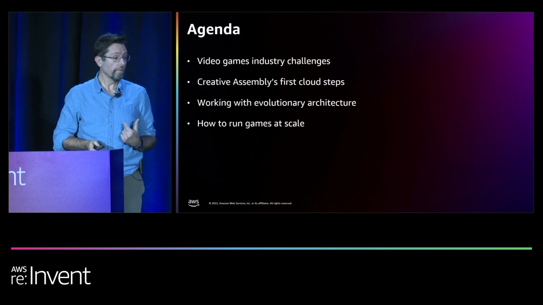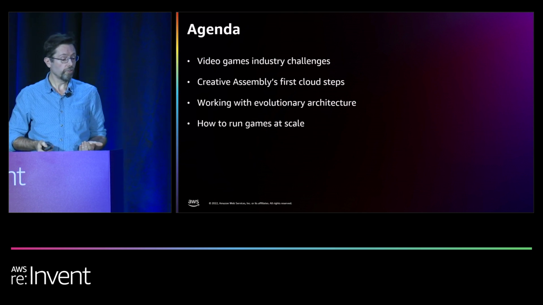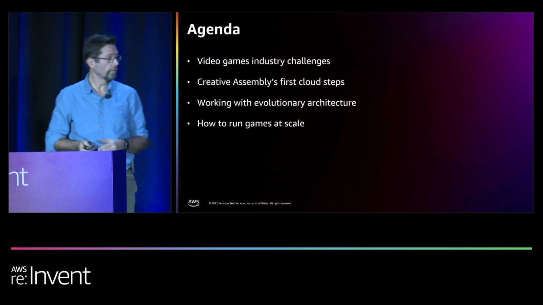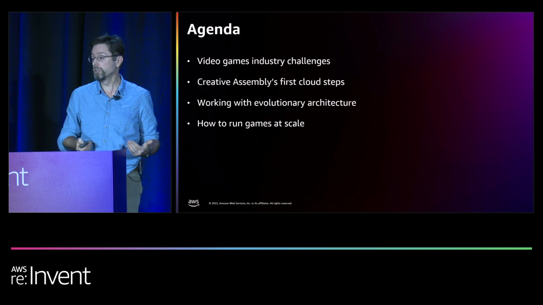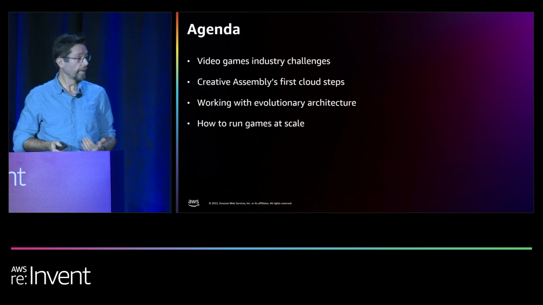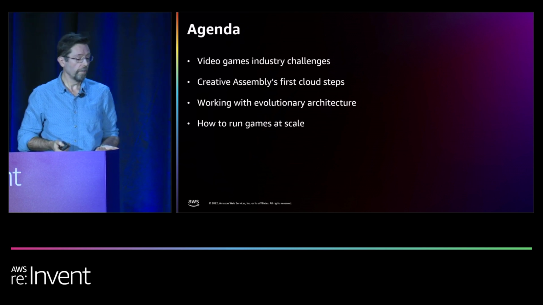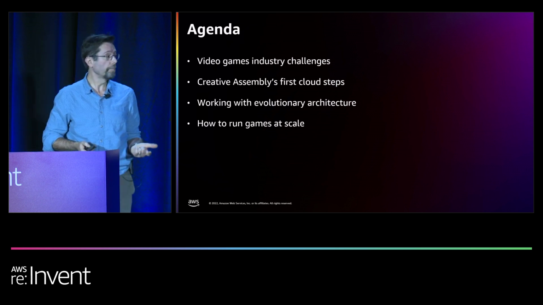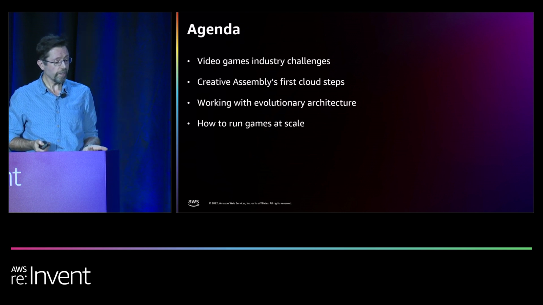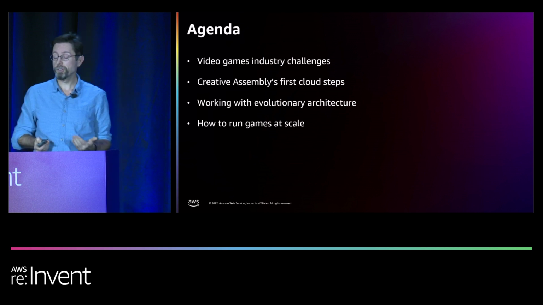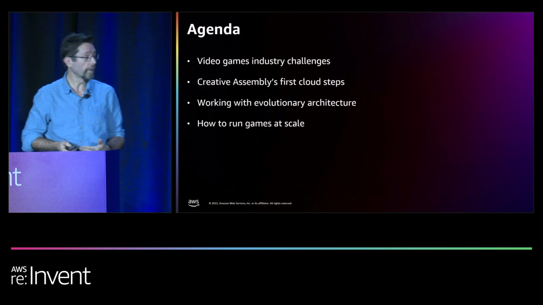So to start with, I'm going to provide a little context about the video games industry. I'll touch on some of the challenges of building technology for games, and I'll talk through some of the common things that we see customers doing on AWS. I'm then going to hand over to Seb. He's going to tell you about Creative Assembly's first cloud steps, how they evolved on their journey to reach high levels of scale. So if you're into games, you'll get a peek behind the curtains today of what it takes to build a highly successful game. If you're not so much into games, you'll get a warts and all story about how AWS can be used to scale for complex requirements.